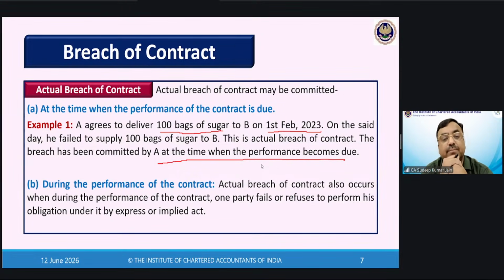So actual breach may be at the time when the performance is due, or it may be during the performance of contract. Clear? Please note down. Please read.